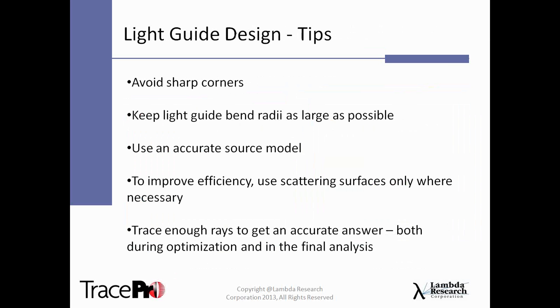So let's wrap this webinar up today with a few light guide design tips. These are just some basic tips for doing light guide design. First is avoid sharp corners. The second will be to keep the light guide bend radii as large as possible. Really, the goal of these first two items is to keep the light inside the light guide, to maintain that TIR. By avoiding sharp corners and keeping the bend radii large, you can make it so that light is always above the critical angle and stays inside the light guide.